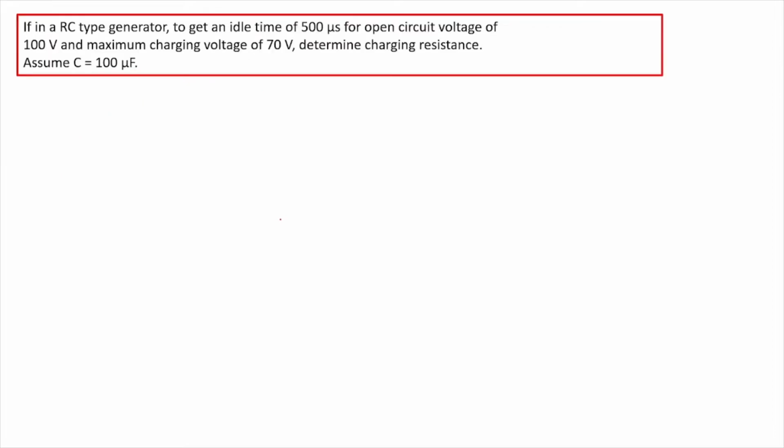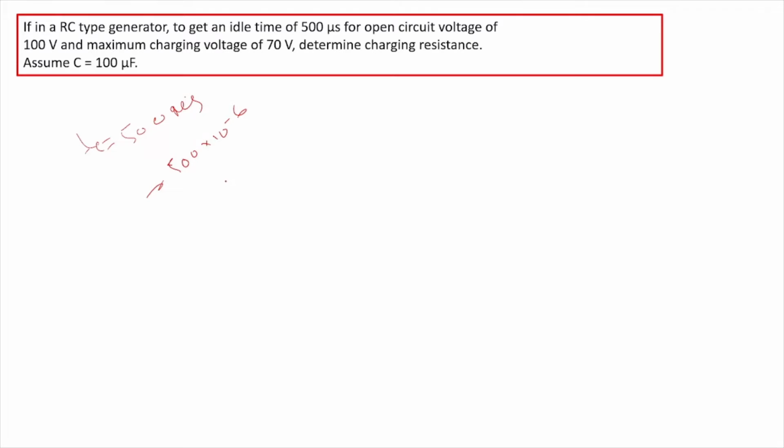So, moving to the next question: in an RC type generator, to get an ideal time of 500 microsecond, for an open circuit voltage of 100 volt and maximum charging voltage of 70 volt, determine the charging resistance. They have told to assume C as 100 microfarad. So what are given in this question? TC, the charging time, is given as 500 microsecond, or 500 into 10 to the power minus 6.